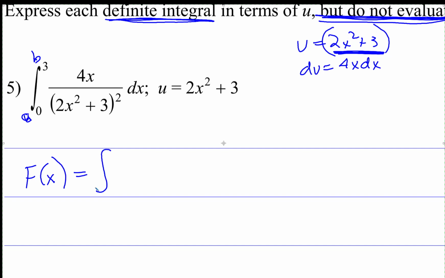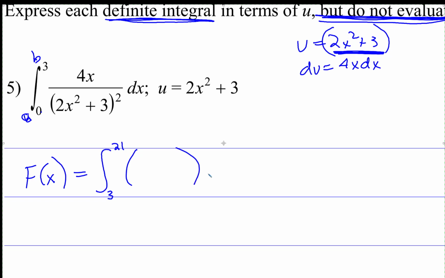So we're going to do this. Remember, you're just rewriting it in terms of u and du. But in order to get our new upper and lower bounds, we plug 0 into the u function. 0 squared is 0 times 2 is 0 plus 3. 3 is our new lower bound. We plug 3 into the u function. 3 squared is 9 times 2 is 18 plus 3 is 21.